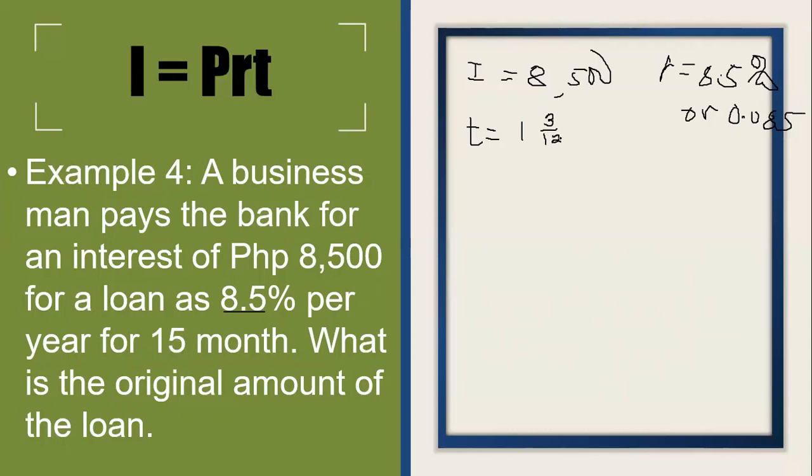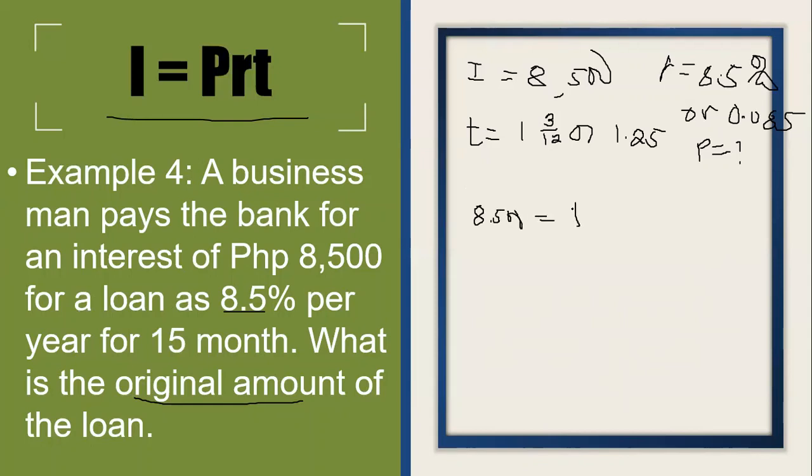3 divided by 12 is 0.25. 3 divided by 12 is 0.25 plus 1. So we have 1.25 for our time in years. Then what is the original amount? Meaning, yung principal money po ang nawawala or the present value. Using the same formula, I is equal to P multiplied to R multiplied to T. So we have our I, 8,500.